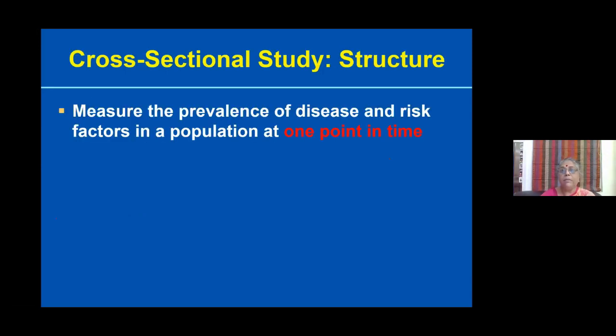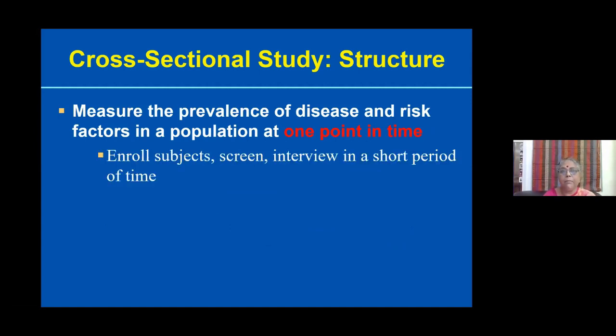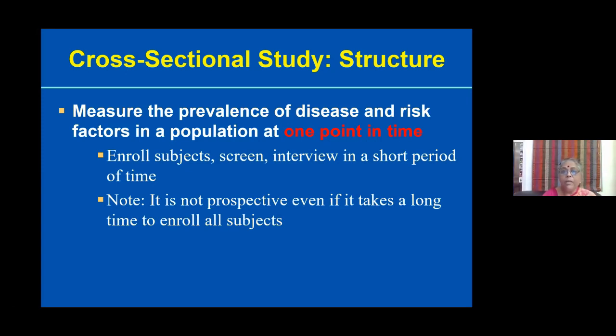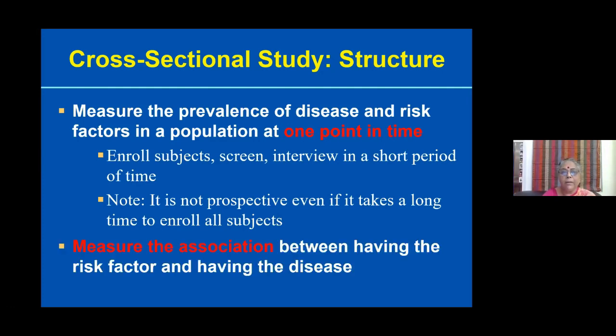So we will start with cross-sectional studies. This helps to measure the prevalence of disease or the risk factors in a population at one point in time. So you go to the population, you enroll subjects, you can conduct screening tests, you can have interviews with them for a short period of time. Now, this is very important: it does not become prospective. If it takes a bit long for you to enroll all the subjects and collect the data, it still remains a cross-sectional study. And what does a cross-sectional study do? It measures the association between having the risk factor and having the disease.